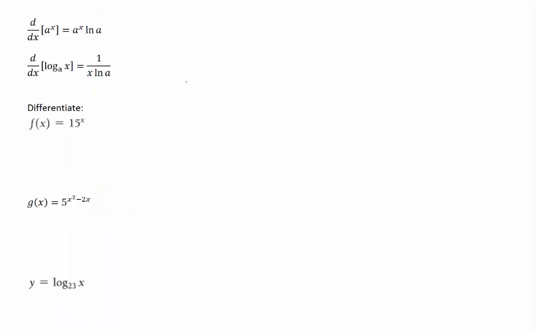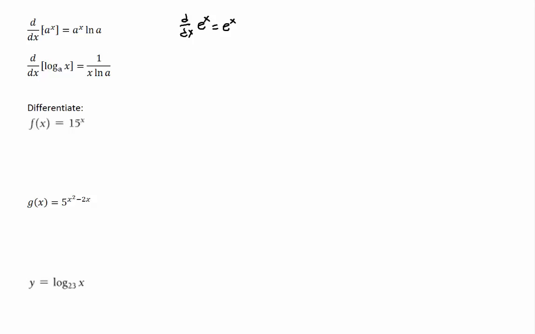So in this section, what we'll be looking at is the derivative of exponential functions where the base is not e. Remember, we did the derivative with respect to x of e to the x equals e to the x in the last section. Now we're going to look at what happens when this is not e but some other number.